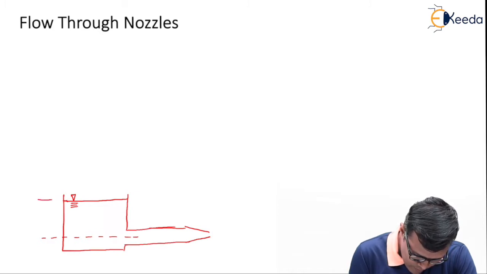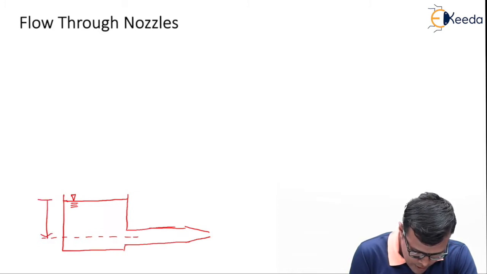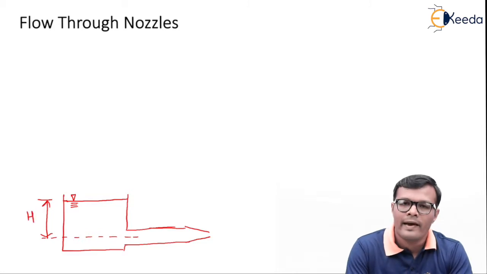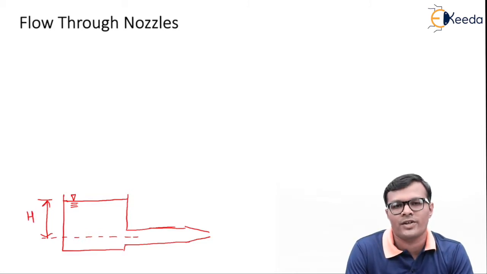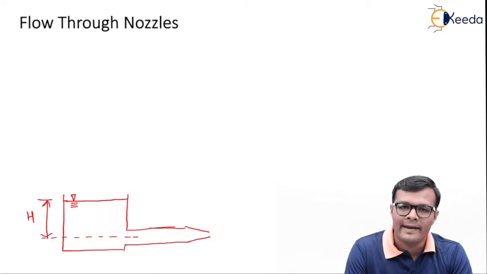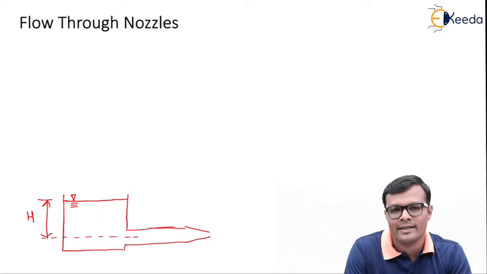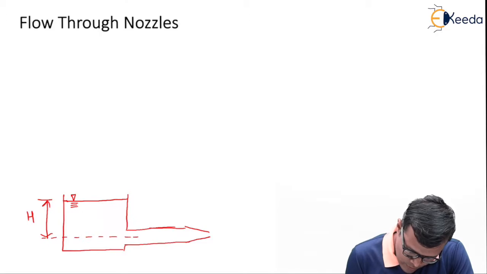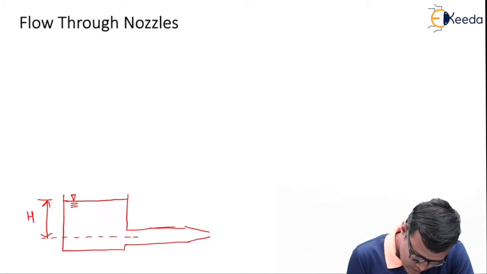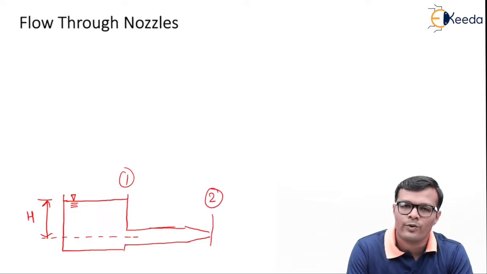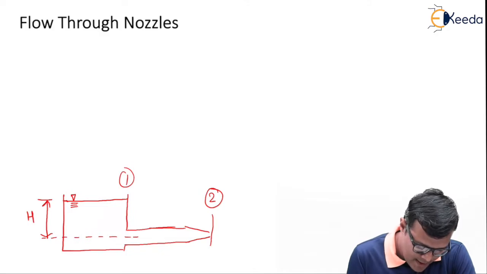So we will have an initial value h. It is clear that there are some friction losses, some entry losses and some exit losses. So after neglecting minor losses, we are going to calculate the velocity at the second section. This is the first section and this will be the second section.